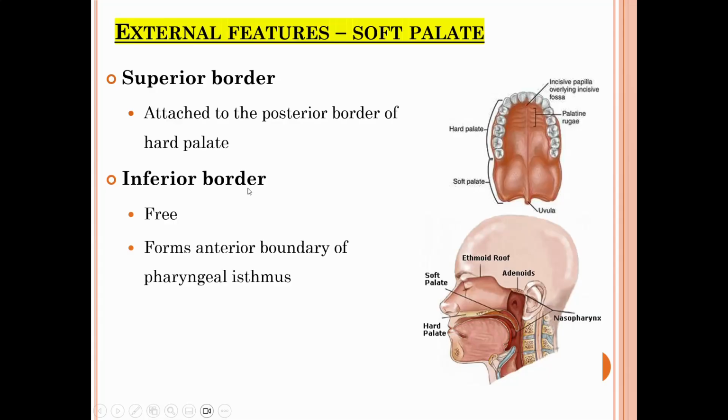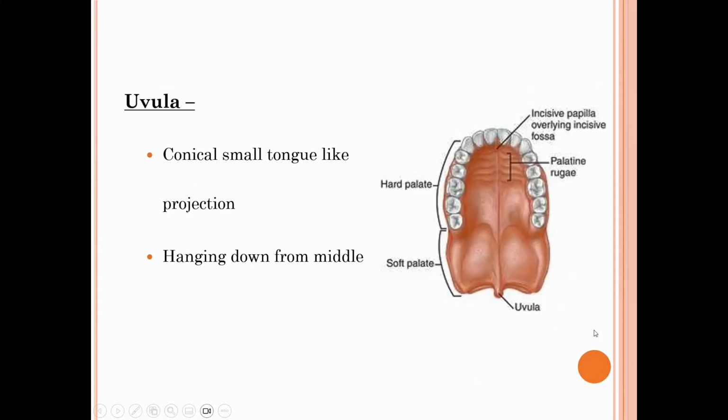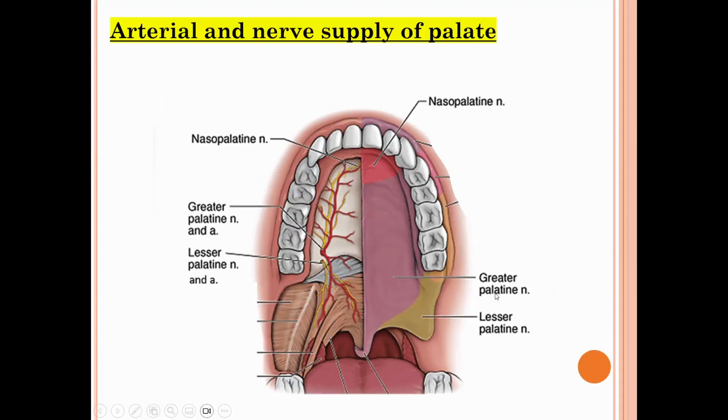Now the superior border is here. This is attached to the posterior border of the bony hard palate, and the inferior border is here. This is free and it is forming the anterior boundary of the pharyngeal isthmus. Remember this is the pharyngeal isthmus here, the communication between the nasopharynx and the oropharynx. Now here you can see one small conical tongue-like projection that is hanging down from the middle of the soft palate. It is known as the uvula.